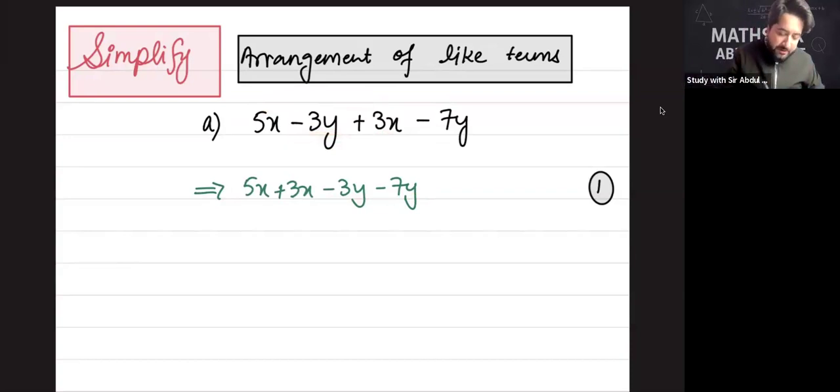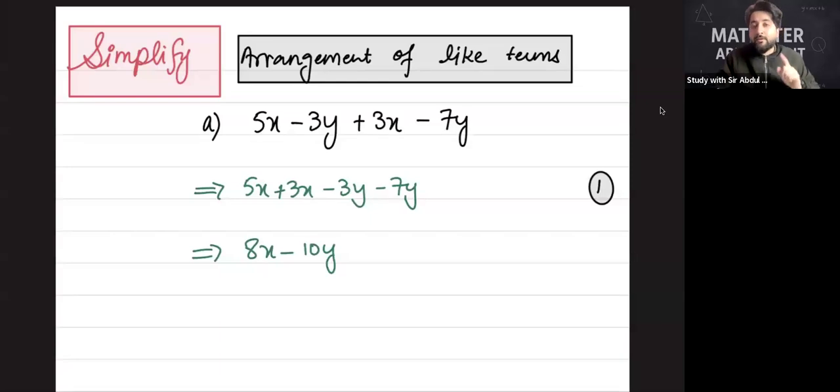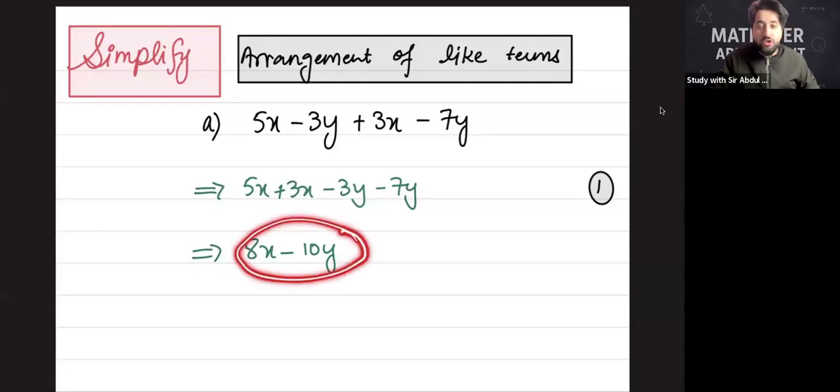Now I can easily do that. 5x plus 3x is 8x, and minus 3 minus 7 is negative 10y. So this is what simplification is. Nothing more than that. The most common question I get from students in the paper is, sir, can I take two common here? The answer is no, you cannot take. It is just simplification, nothing more than that. Understood? Don't take two common. Okay, clear everyone? Okay, that's good.